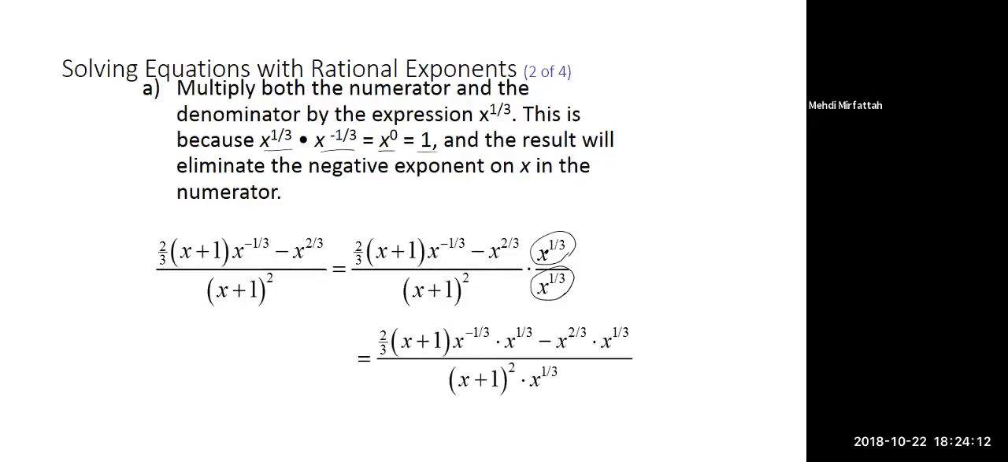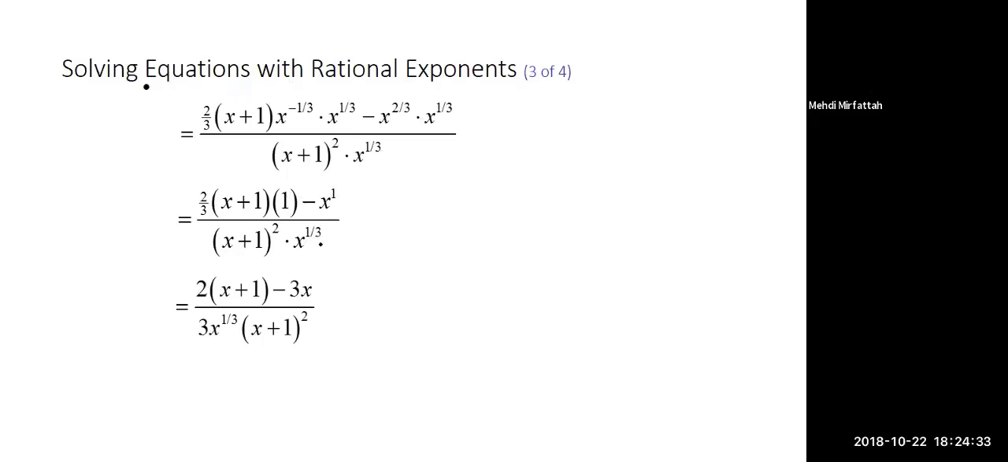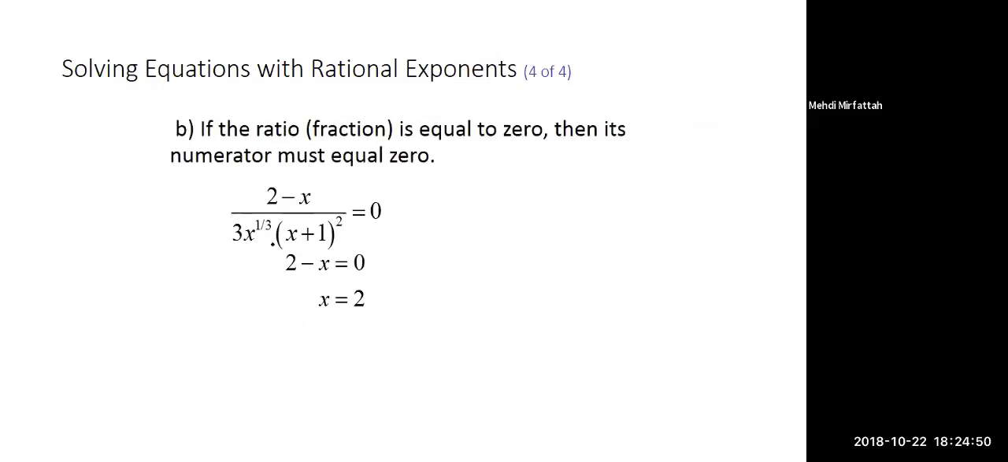And as you can see, this would become 2/3 times x plus 1. This 2 would be equal to simply 1. And here we just add the exponents. 2/3 plus 1/3 gives you just 3/3 or 1. Everything nicely falls apart here, and we eliminate all the negative exponents that way. So we get 2x plus 2 minus 3x, you get 2 minus x at the top. And for part B, it says solve that. When you solve this, you let it equal to 0. When you let it equal to 0, the bottom term really doesn't affect anything here for solving x.